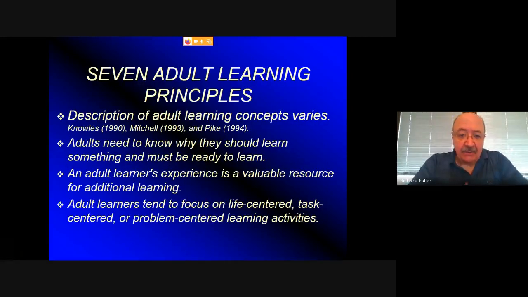Now, from the literature, from Knowles, from Mitchell, from Pike, from several others, have extrapolated the 7 adult learning principles. Adults need to know why they should learn something and why they have to. In other words, and think about this, where has your pushback come from your students? What I find is when the students just generally don't understand why they have to learn something or where this is going to apply, then that's where they lose interest.